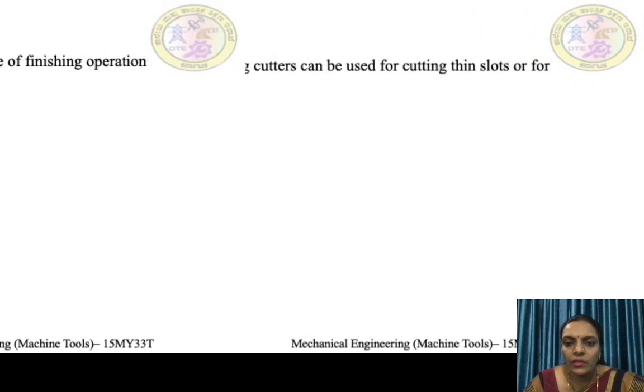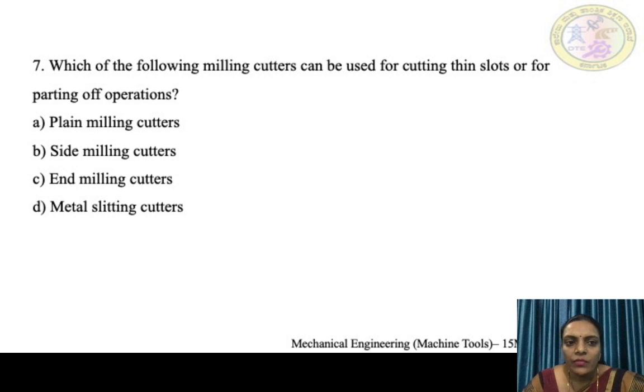Next we will pass on to the seventh question. Which of the following milling cutters can be used for cutting thin slots or for parting off operations? The options are plain milling cutters, side milling cutters, end milling cutters and metal slitting cutters. Obviously we know the thin metal cutting milling cutters are metal slitting saws or metal slitting cutters.